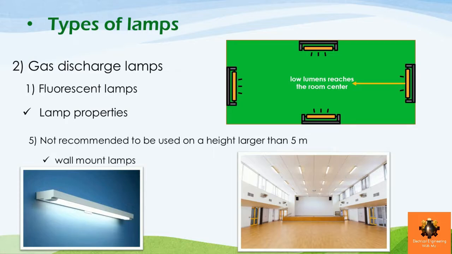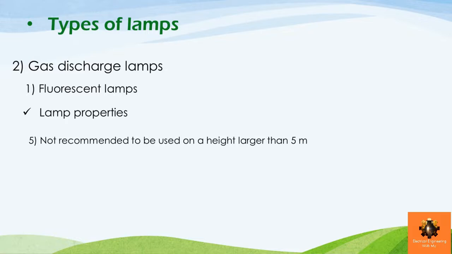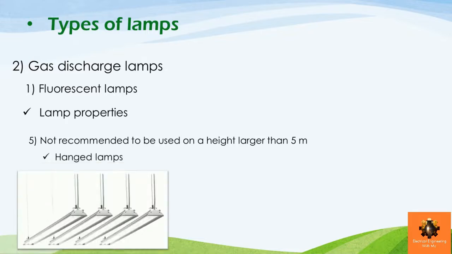And as a result, we will have a bad distribution of the lux on the different parts of the room. To solve this problem, we use another method of installation of the fluorescent lamp, which is the hanging method. By that method, we install the lamps using some wires that are coming down from the ceiling, then they are tied with the lamps, like in the case here, so they are hanged on the ceiling down to the lamp. And we use this method to overcome the larger lengths of the ceiling.